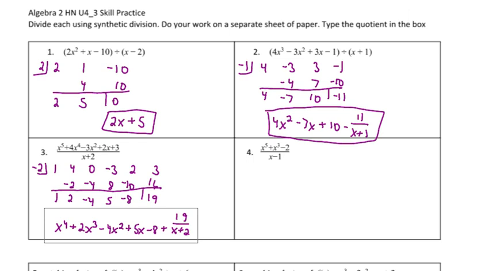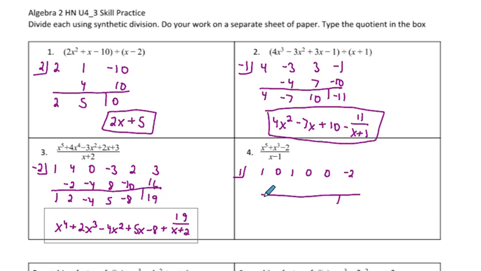And last but not least, what do we have here? Okay, we're missing the fourth. We're missing a couple things here. So this is x to the fifth. We've got 1, then 0 for the x to the fourth, then 1, 0 for x squared, 0 for x, and negative 2. Dividing it by 1. See what our remainder is going to be.